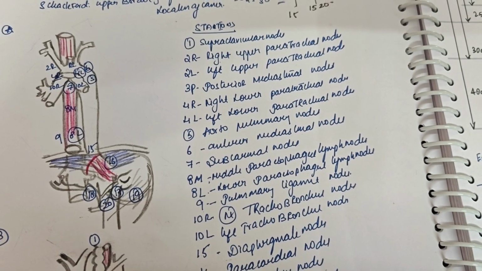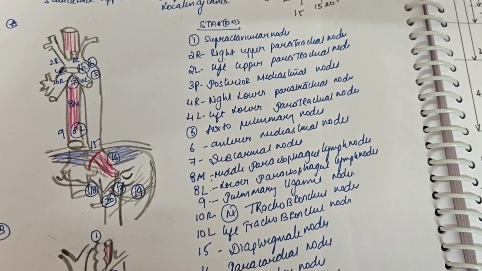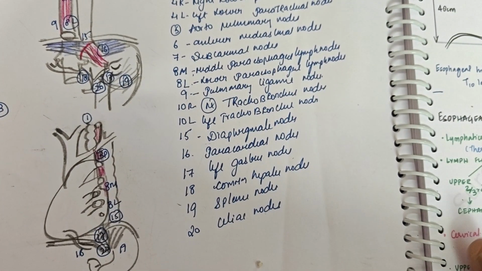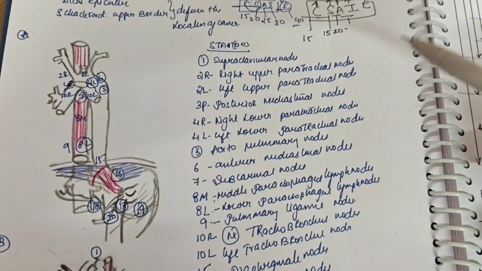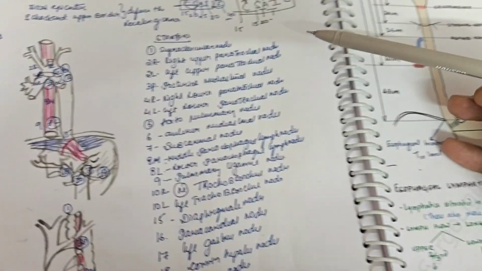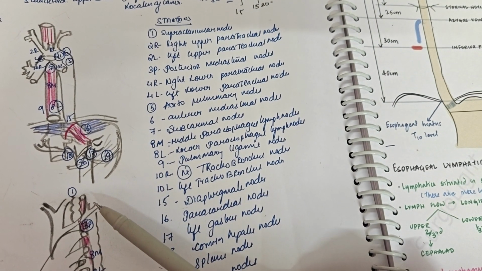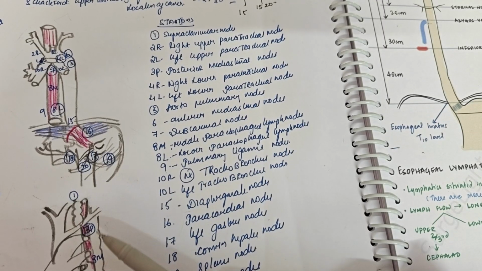For the time being, you should understand that the esophagus has some node stations. It has 20 relaying stations. The first station, if you observe the diagram carefully, is the supraclavicular node. So the first station of the node is present above the clavicle, the supraclavicular node.